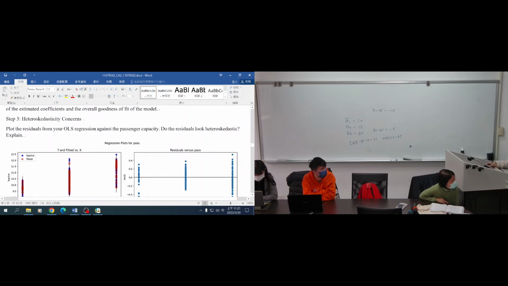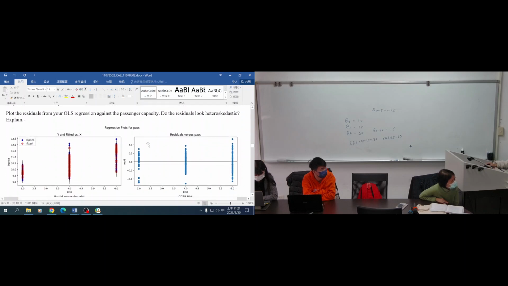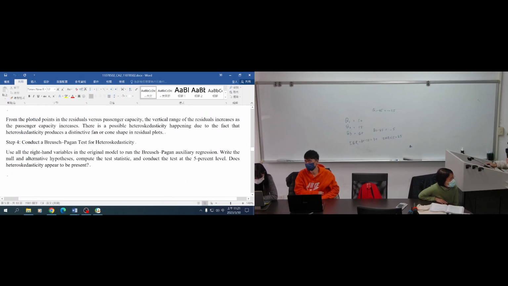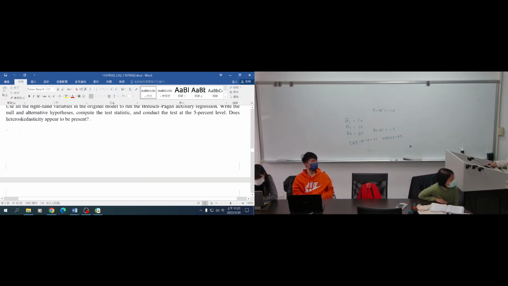And then step 3, plot the residuals. So we can see here that the range of the vertical line increases. So there may be heteroscedasticity here. And then step 4, conduct the BP test.